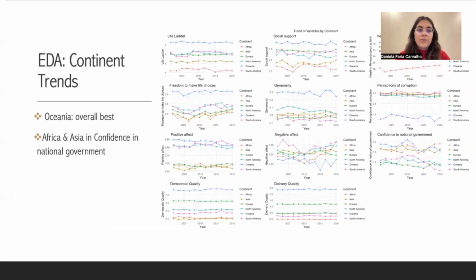We also wanted to show the trends of our variables through all the years. As you can see, Oceania is the overall best continent because, for example, life ladder and social support have the highest value, and perception of corruption has the lowest one. But this result can also be due to the fact that Oceania only contains two countries, New Zealand and Australia. What actually surprised us was the variable confidence in national government, because Oceania, but also Africa and Asia, show the highest value for this variable.